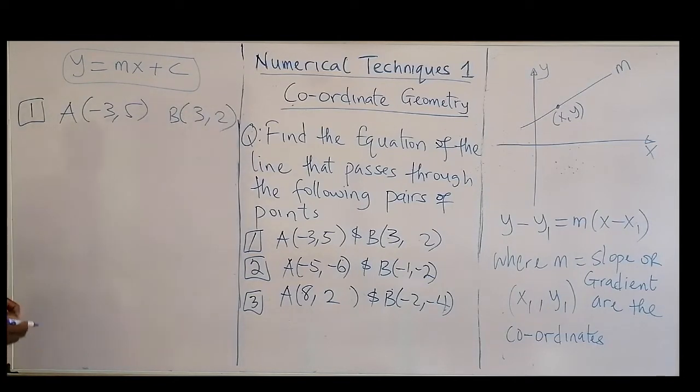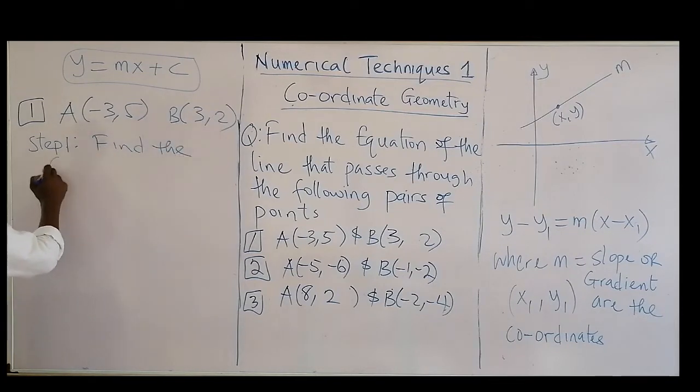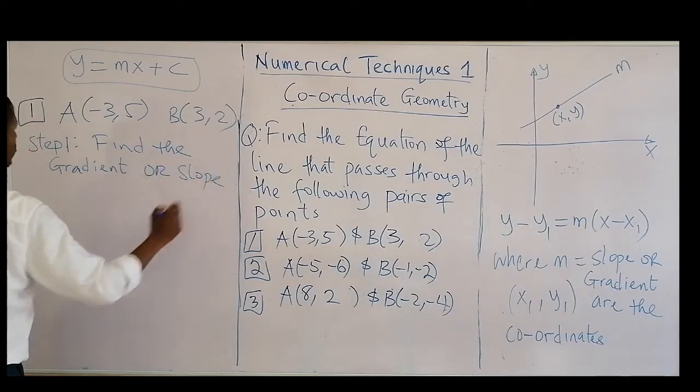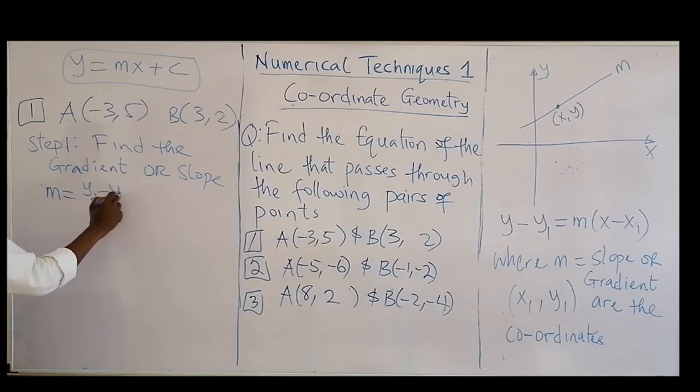If you want to calculate the equation of a line, step 1: find the gradient, or the slope. And the gradient has a formula, which is change in y over change in x.